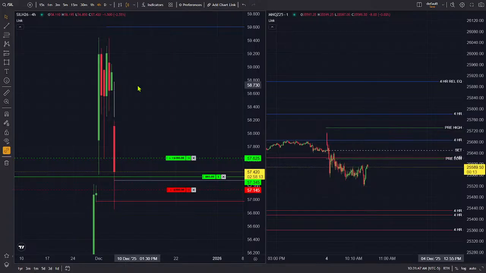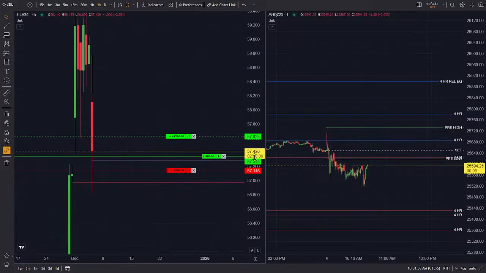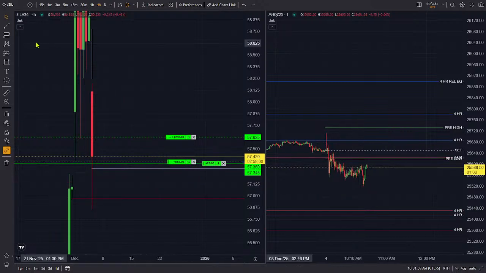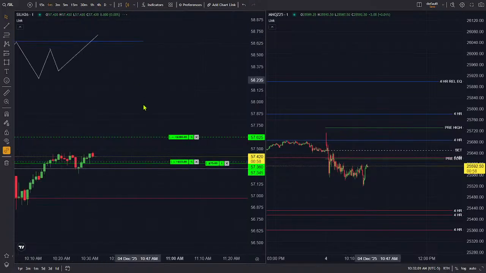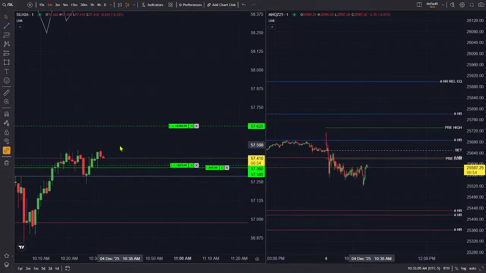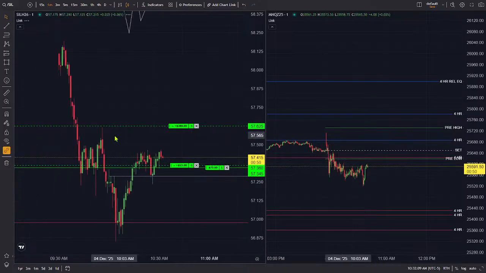NQ just took out that high, so pulling back here is a possibility. Because it is such a rapid mover, I'm going to take my risk off. And we did just take the high of that range, so pullback is possible too. I want to see it push through that and at least go to this high right here.